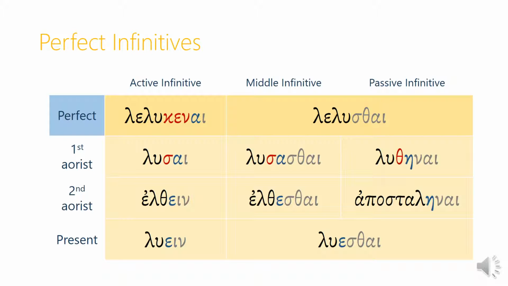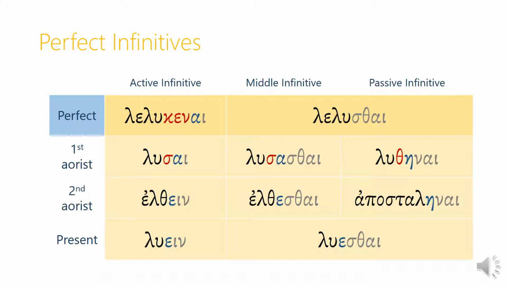If we think about the active infinitive, first of all, we remember that the present active infinitive was luein, the present stem plus ein, epsilon, iota, nu. The second aorist used the same ending, just with the second aorist stem. But the first aorist infinitive gives us the regular stem plus the sigma tense marker, and then instead of the epsilon iota nu ending, we had the alpha connecting vowel typical of the first aorist, followed by an iota.